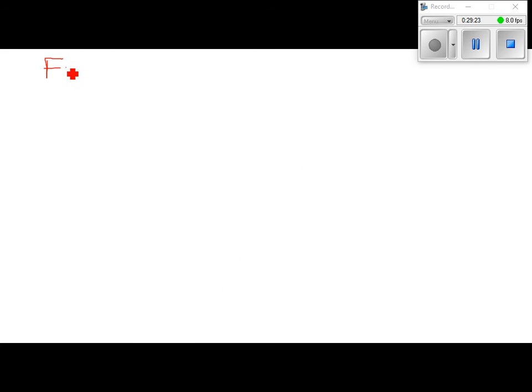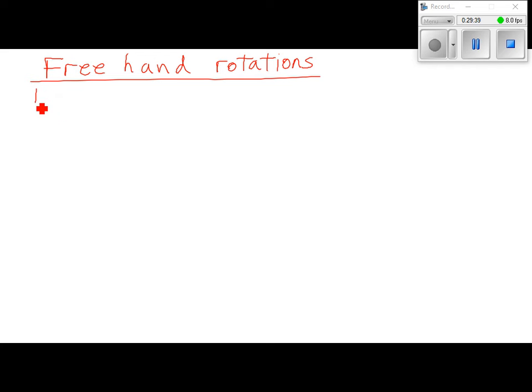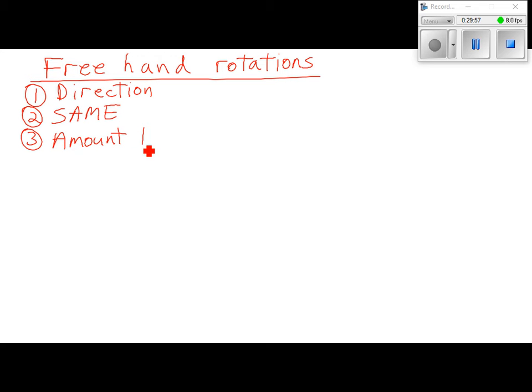So, if we're doing freehand with rotations, I guarantee there are some of these on there. Remember, what three things am I going to look at to grade you? Is it the right direction, the right shape, or does it look the same, and then the amount of the turn? So I'm going to look at those three things.